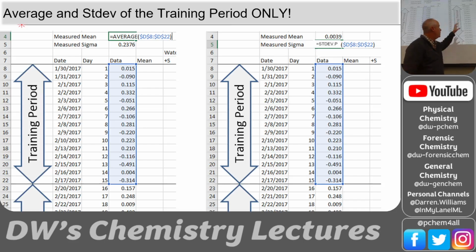And so you have this training period, and then at the end of 15 days, you calculate the mean and standard deviation. Look at this blue box. I've got more data down here, but I don't care. It's only the first 15 days that I can use for the standard deviation and for the average. Okay. So that's something that people have messed up in the past.